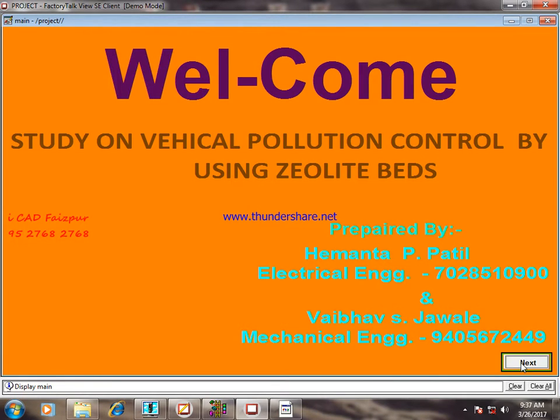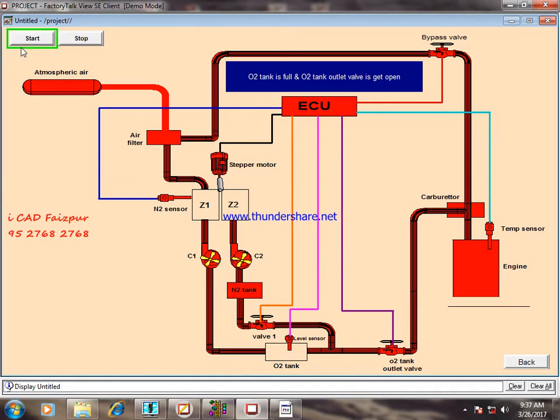First, this is a screen of FactoryTalk View. There are two buttons on the screen as shown, that is start and stop. Also, a messaging strip is given which will help you understand what is going on in the system. The total system is divided into three parts: first the bypass line, second the system line, third the subsystem line.